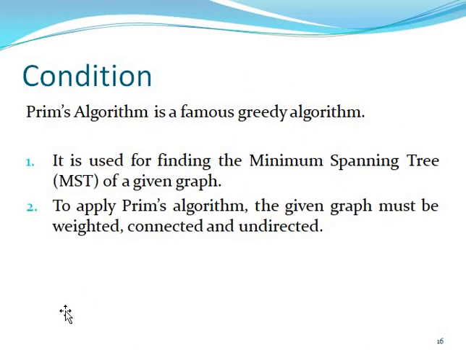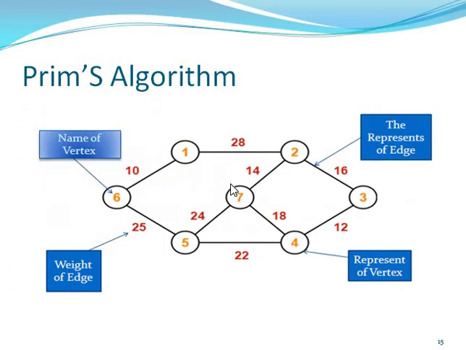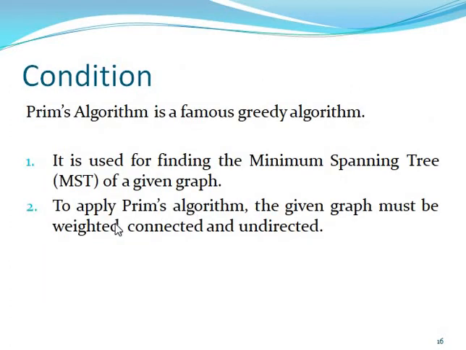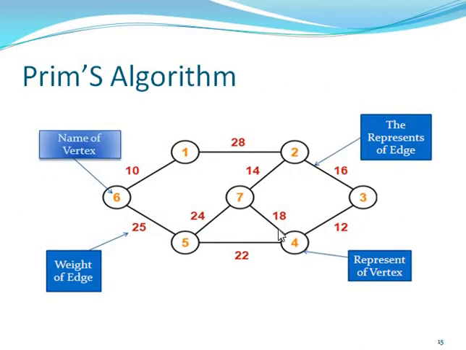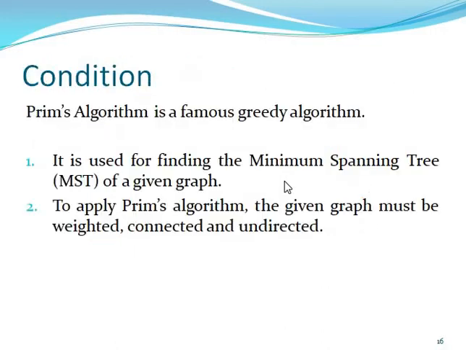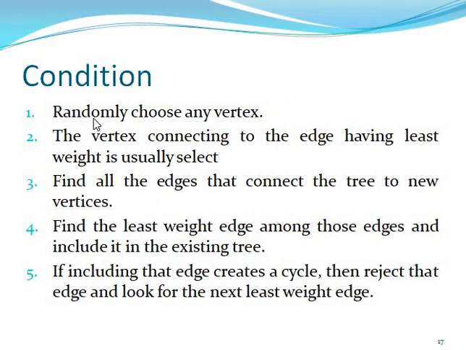The condition is that it is used for finding the minimum spanning tree of a given graph. So you can find the minimum spanning tree, and to apply Prim's algorithm, the given graph must be weighted, connected and undirected. So the condition is there is no particular direction. Also, you cannot create a cycle here. We can show some detailed conditions.